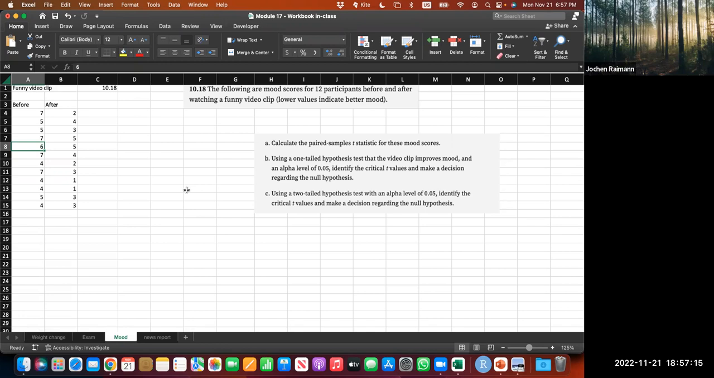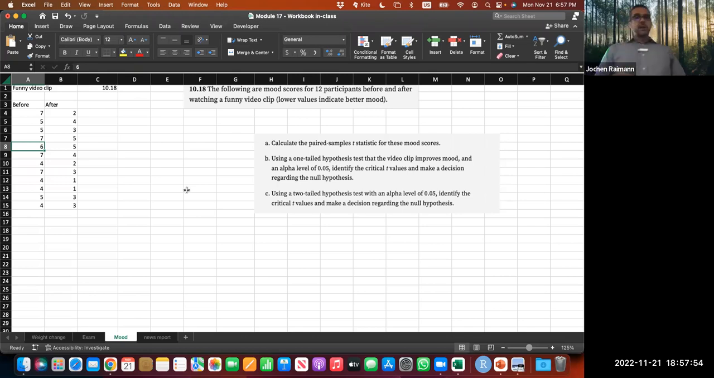So essentially, with the naked eye, you can already say that the before values are kind of higher, and they decrease after watching that funny video clip. So we're being asked to calculate paired sample t statistics for these mood scores. Then we're using a one-tailed hypothesis test that the video clip improves mood at an alpha level of 5%, identifying a critical value and making a decision regarding the null hypothesis. Then using a two-tailed hypothesis test with an alpha level of 5%, identifying critical t values and making a decision.